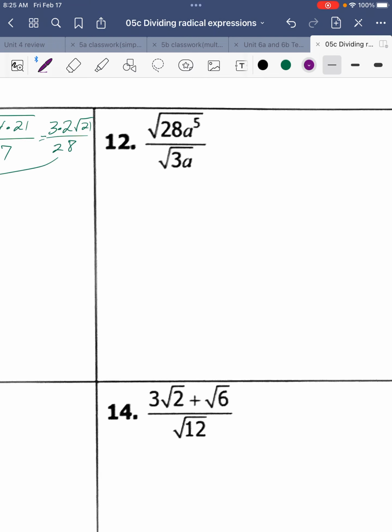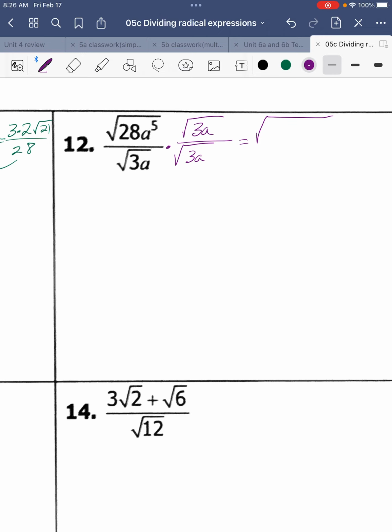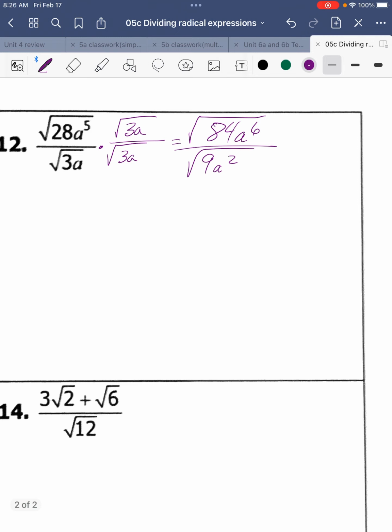All right, number 12. We have a square root. I'm just going to multiply by the square root of 3a. And when we multiply this, we have 3 times 28 is 84. And a to the 6 over the square root of 9a squared in the denominator, multiplying those together.